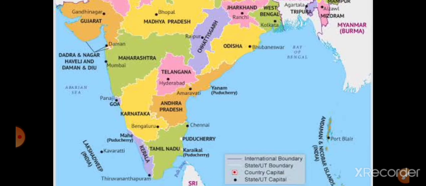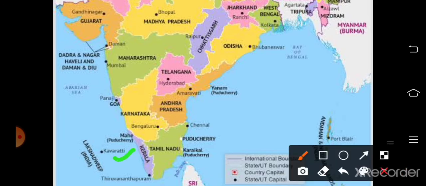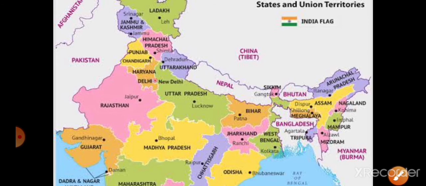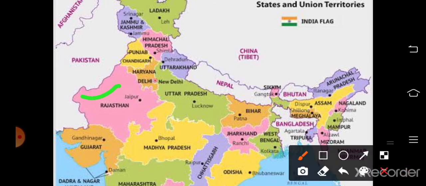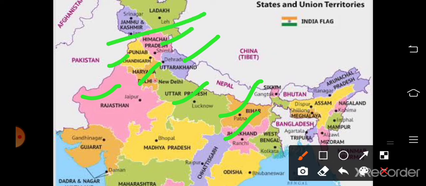From the south we can start. Here you can see Kerala, then Tamil Nadu, Karnataka, Andhra Pradesh, Goa, Telangana, Maharashtra, Odisha, Chhattisgarh, Madhya Pradesh, Gujarat, Jharkhand, West Bengal. Then moving on to the north, we have so many other states like Rajasthan, Uttar Pradesh, Bihar, Jharkhand, then Uttarakhand, Haryana, Punjab, Himachal Pradesh. The former state of Jammu and Kashmir is now divided into two union territories, Jammu and Kashmir and Ladakh.